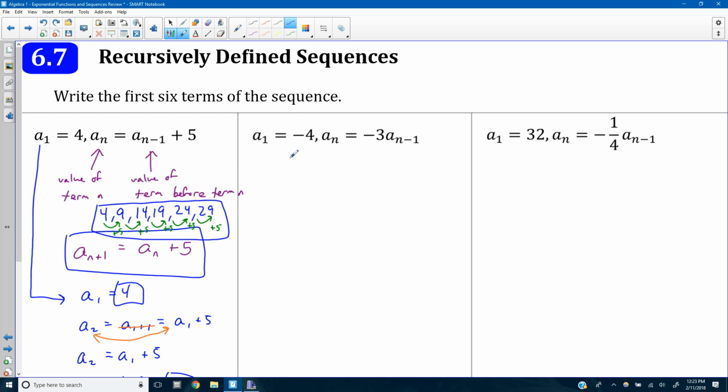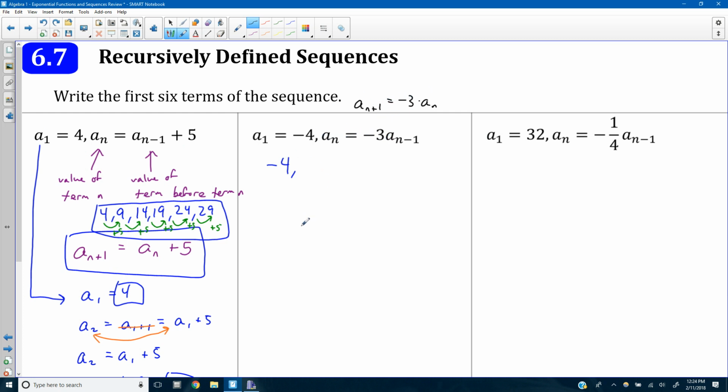Okay, this one, the first term is negative 4, and we got to find the next terms. To find the value of the next term, I'm going to take the value of the previous term and multiply it by negative 3. Again, I would preferably write it like a sub n plus 1 equals negative 3 times a sub n. Now, this is multiplication, right? That's what's in between there. Even though it doesn't say it, you kind of have to know that.